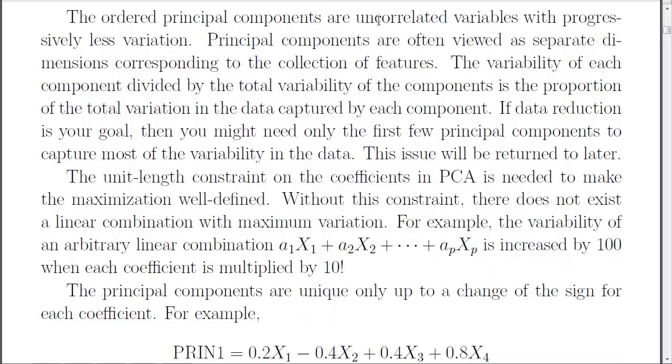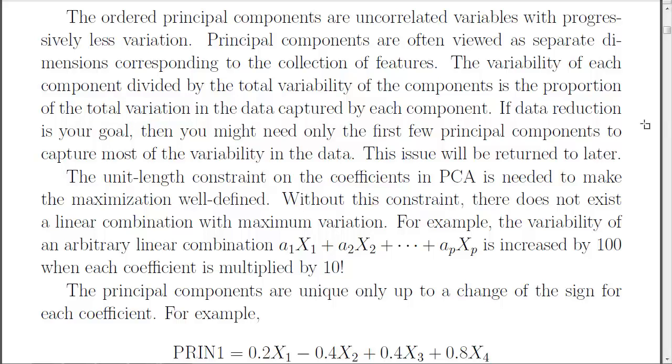The ordered principal components are uncorrelated variables. That is, they're orthogonal or perpendicular to each other, and they have progressively less variation. Principal components are often viewed as separate dimensions corresponding to the collection of features, and the variability of each component divided by the total variability of the components is the proportion of the total variation in the data captured by each component. Principal component 1 has the largest proportion of total variation, the second has the next, and so on.